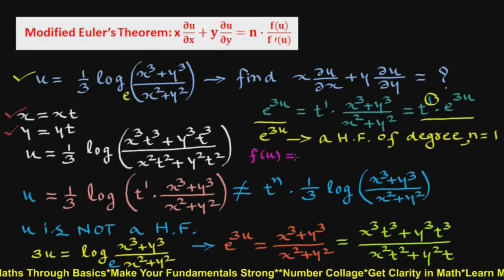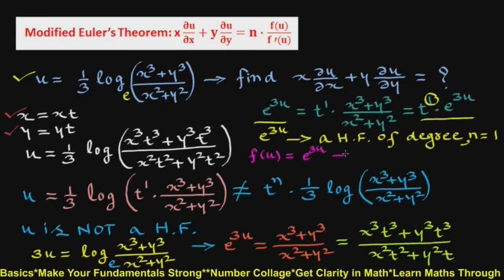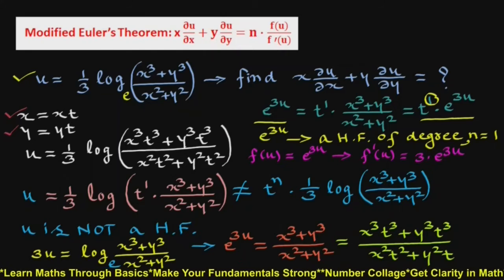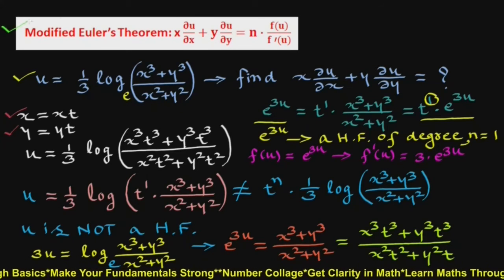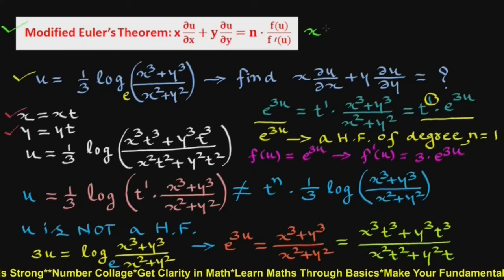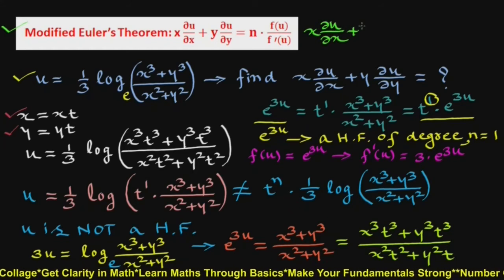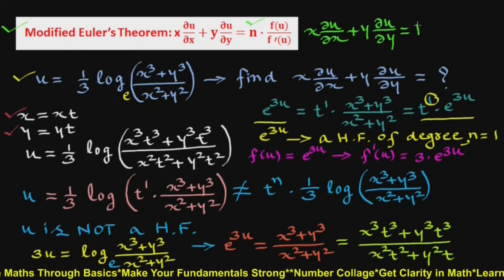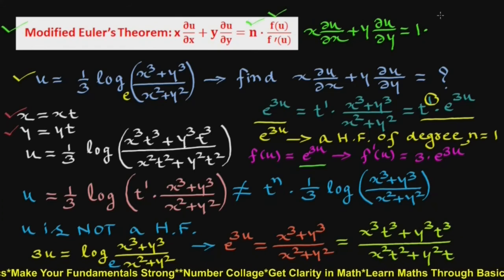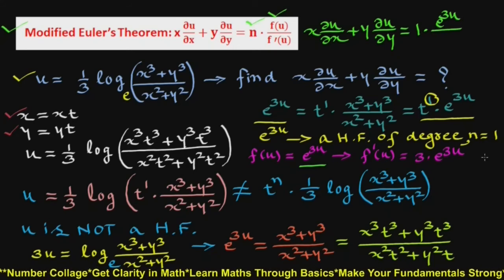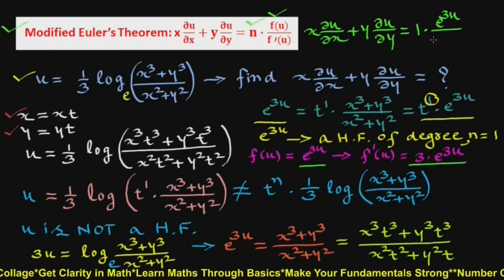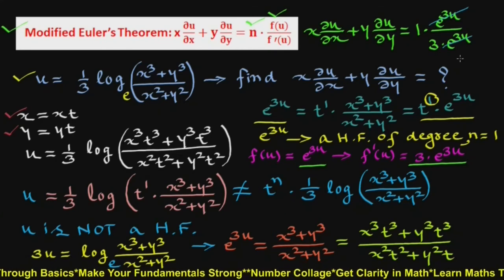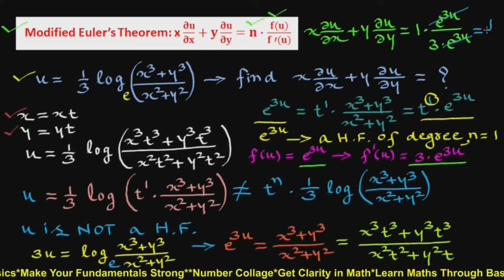Let f(u) equals e raised to 3u so that f dash u will be 3 times e raised to 3u. So according to modified Euler's theorem, we have x dou u by dou x plus y dou u by dou y equals n times, that is 1, f(u), which is e raised to 3u, upon f dash u, which is 3 times e raised to 3u. After cancelling e raised to 3u, we get the required value to be 1 upon 3.